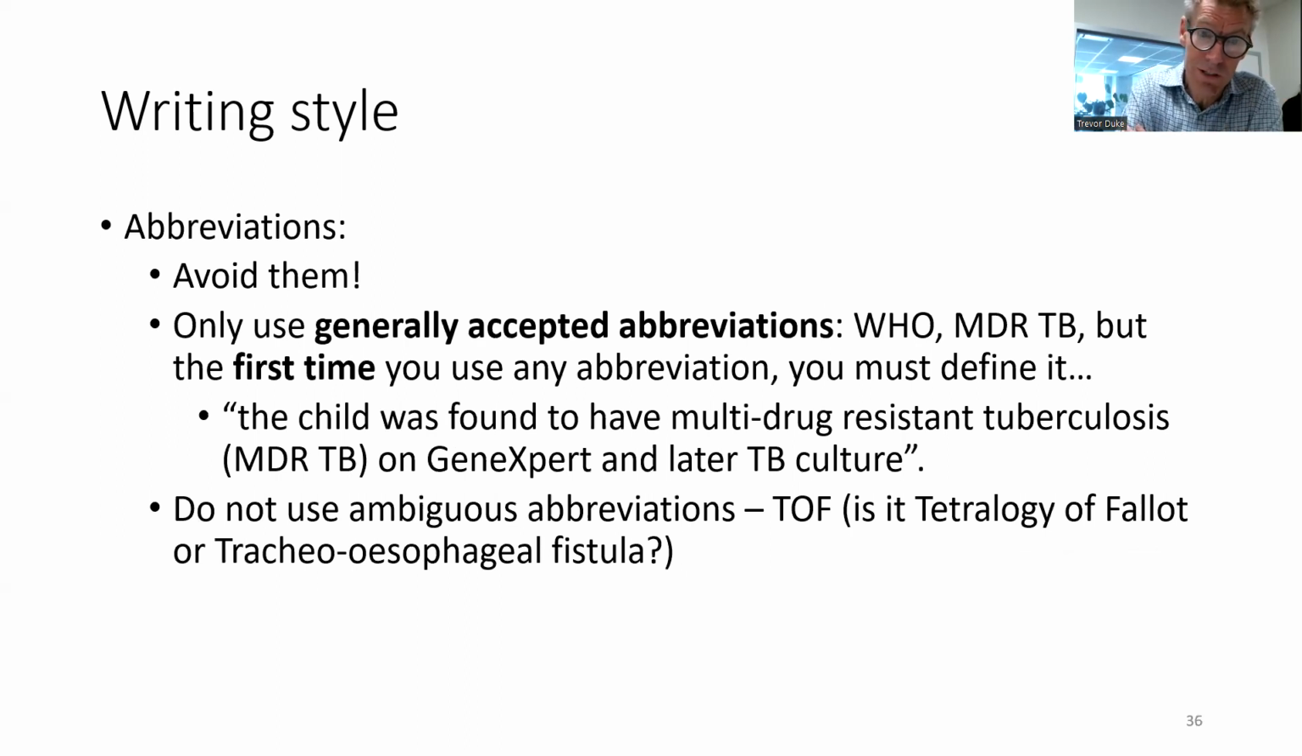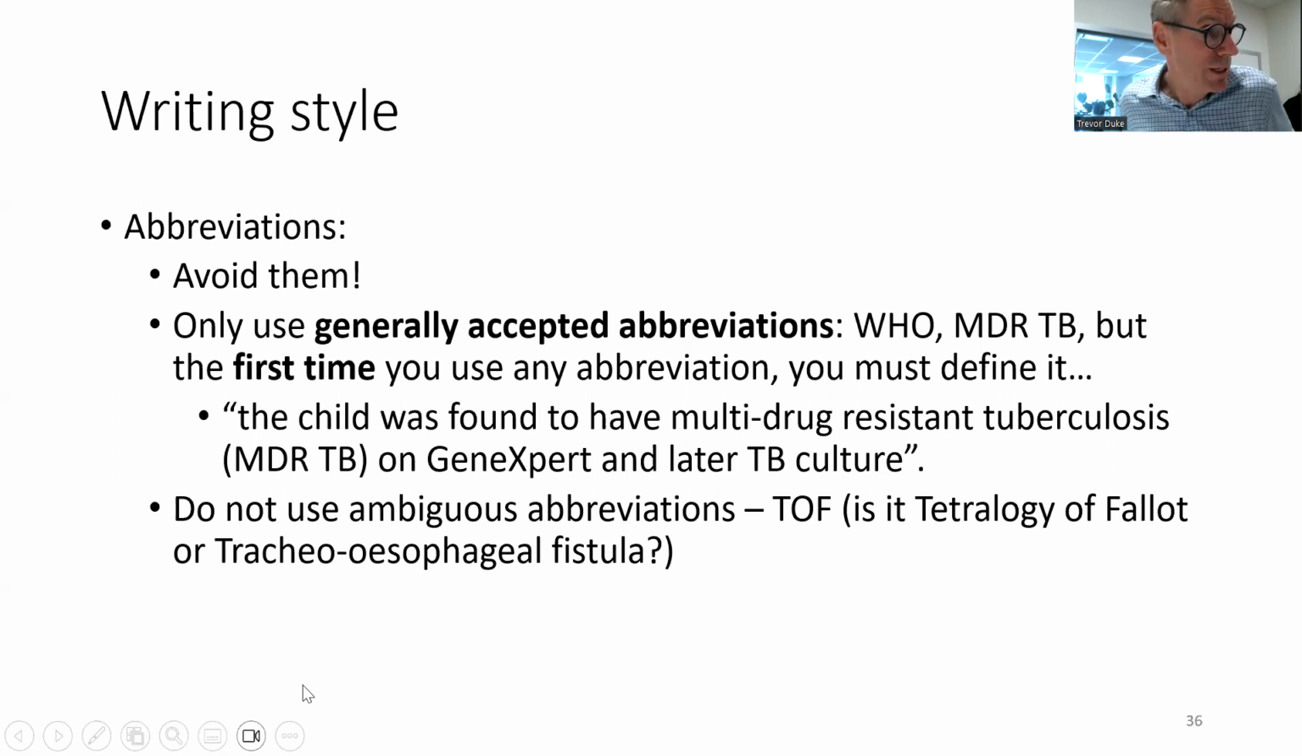I always try to avoid abbreviations. You should avoid them, but you can use generally accepted abbreviations like WHO or MDR-TB. Even those, the first time you use an abbreviation, you should define it. So, the child was found to have multi-resistant tuberculosis, MDR-TB, on GeneXpert and later TB culture. You've defined it, so that the reader, even if they don't have an understanding of the topic, will understand what that abbreviation means. Never use an abbreviation that you haven't defined. Even WHO, you should write World Health Organization in brackets WHO the first time you use it, and then subsequently in your thesis you can use the abbreviation.